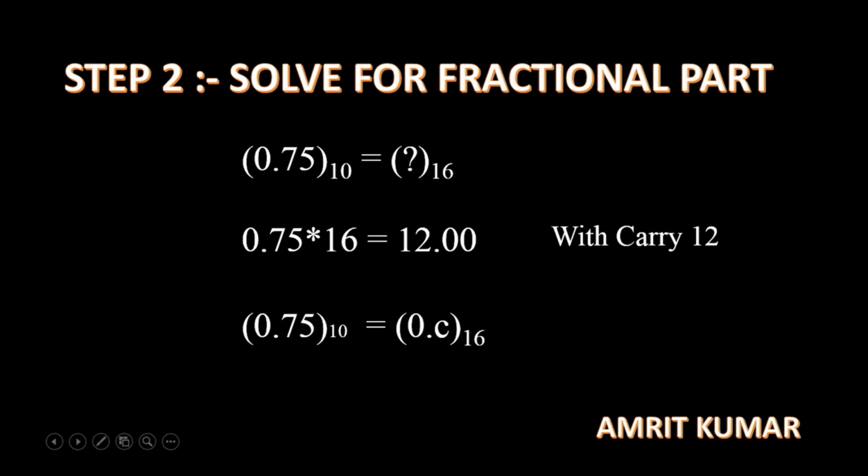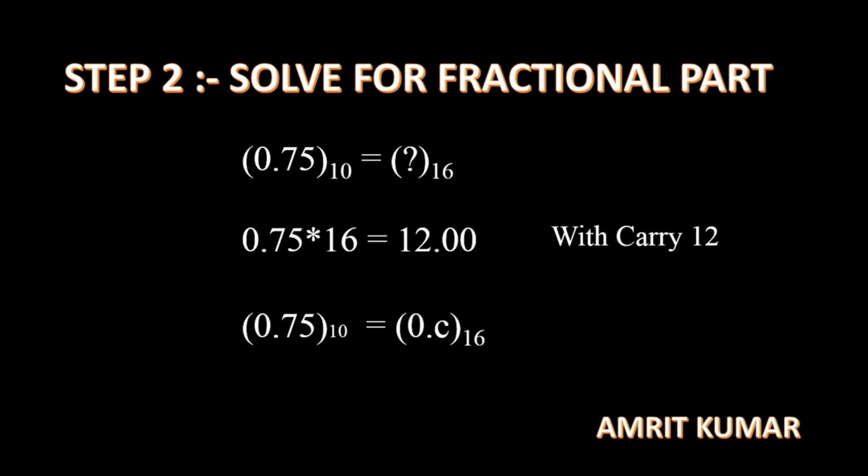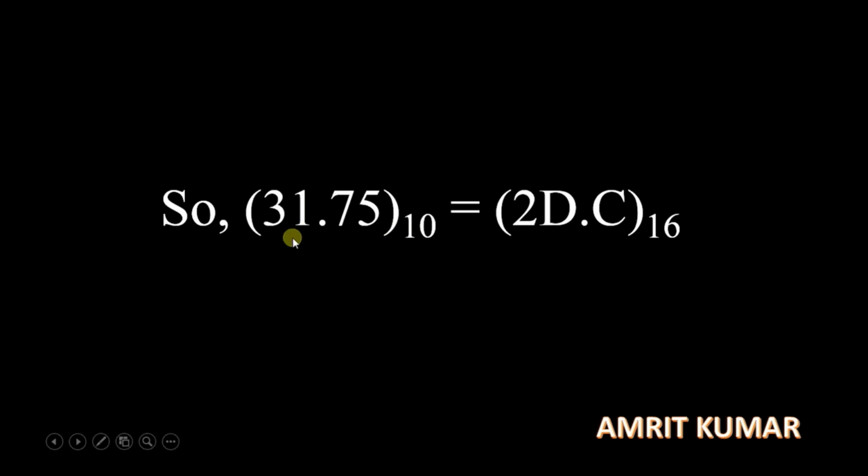So this is how you can solve the real part as well as the fractional part of a decimal number to convert it into a hexadecimal number. So this is our final output: 31.75 is 1F.C in hexadecimal. So this is how you can convert any kind of decimal value as well as a fractional decimal value into a hexadecimal value. So this was all about the conversion of a decimal value into a hexadecimal value.